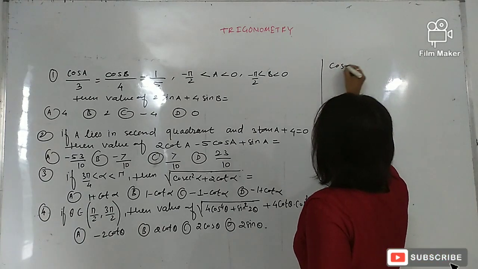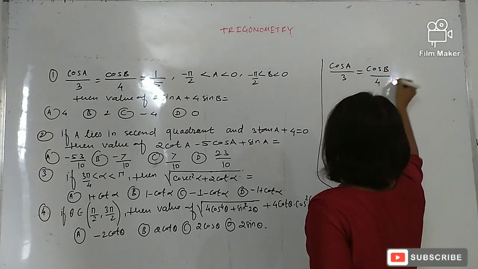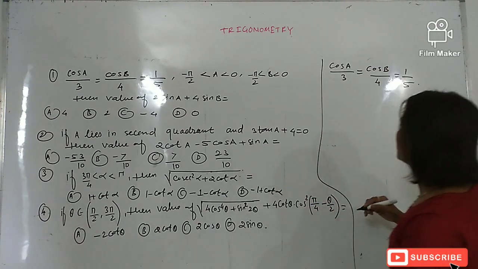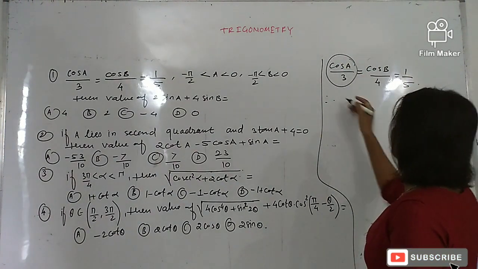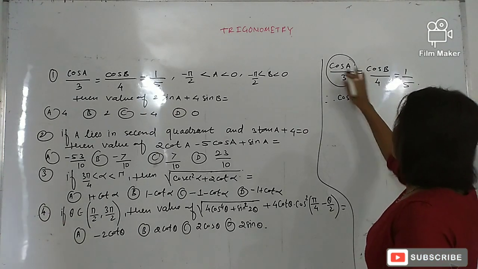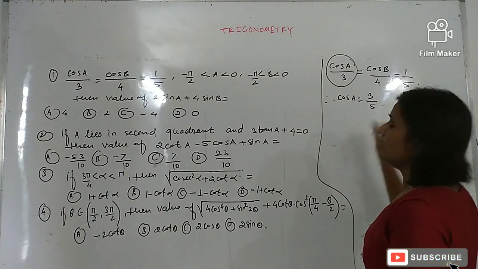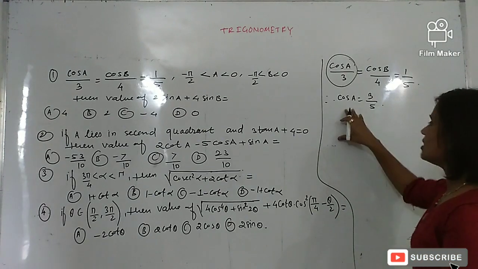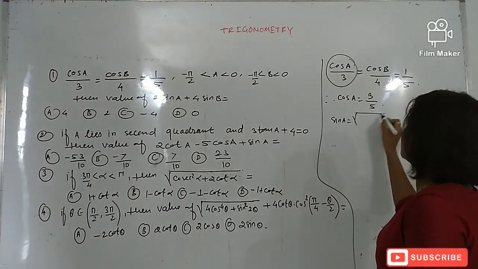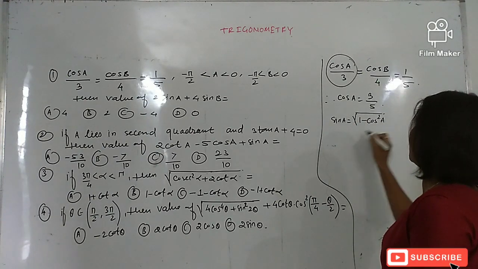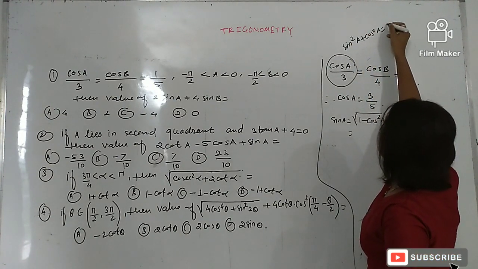So the given equation is cos A divided by 3 is equal to cos B divided by 4 is equal to 1 by 5. Okay, so equate the first value with the last one. Means if we write the cos A value, then what is the cos A value? Cos A value is 3 by 5, and then using this cos A value find out the sin A value. Okay, so what is the sin A value? Sin A value means it is the square root of 1 minus cos square A, using the basic identity that sin square A plus cos square A is equal to 1.